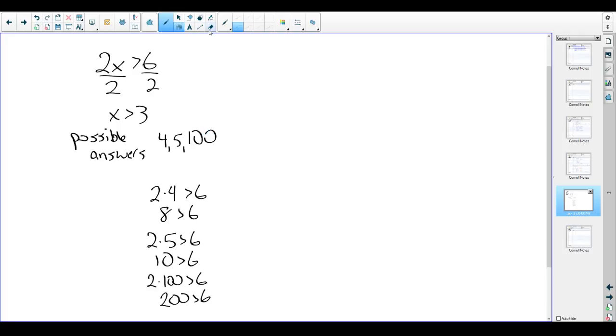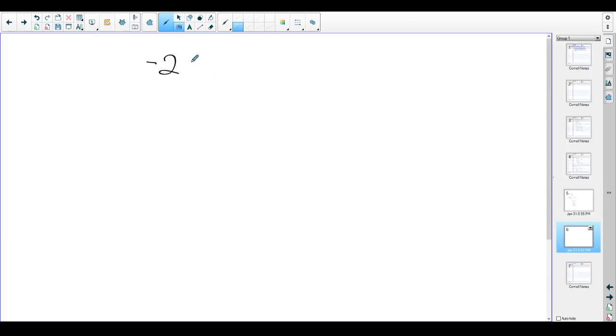Okay? But what if I change my inequality? What if I said, how about -2x is greater than 6? Okay? So if I divide both sides by -2, and actually, let's call this -6, just so we don't have to deal with picking negative answers. So this will cancel out. This gives us x, and then over here is 3. -6 divided by -2 is 3.